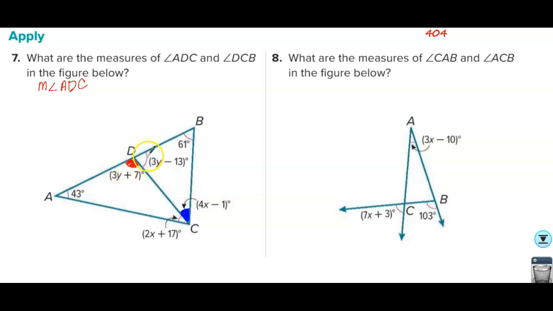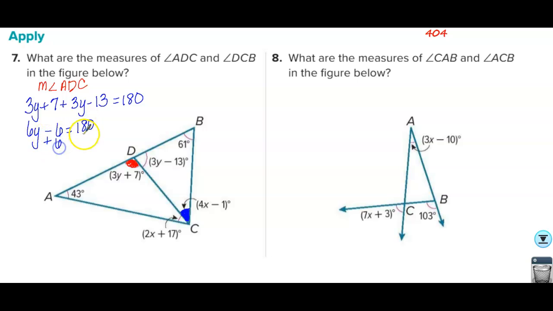These two angles make a straight line, and they both have y's. So let's start there. If I add this angle to this angle, it should equal 180. So let's start with that plan instead. 3y plus 7, and then add it to 3y minus 13 has to equal 180 degrees because they make a straight line. Combine like terms, it gives me 6y, and a positive 7 combined with a negative 13 gives me a negative 6 equals 180.